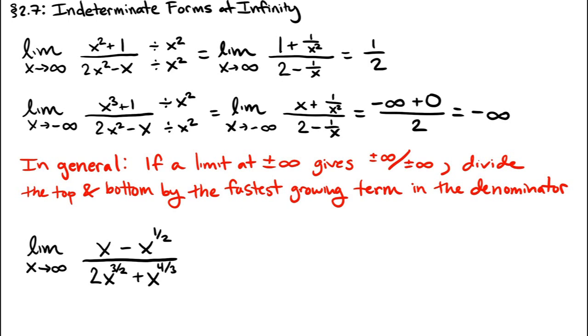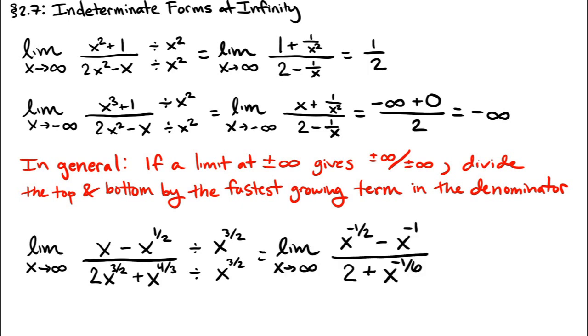Now to decide what the leading term on the bottom is, you have to compare these exponents and see that 4/3 is less than 3/2. And then when we divide top and bottom by x to the 3/2, we'll have to subtract fractions. Once you do that, you'll have a constant in the denominator, and everything else here has x raised to a negative power, so it goes to 0 as x goes to infinity, and the overall limit is just 0.